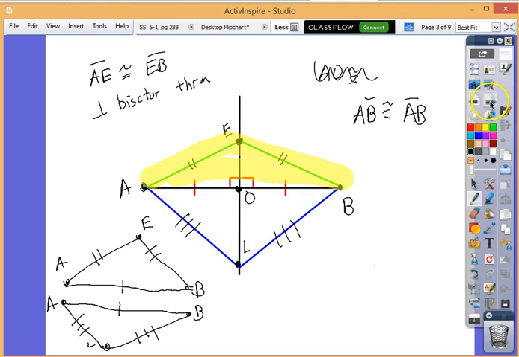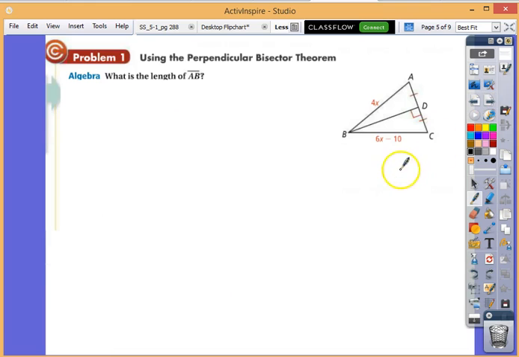All right, so here's what I want you to do. I want you to use the perpendicular bisector theorem, and I want you to find me the value of AB. So go ahead and work on that, and I'm going to pause the video. You can pause it at home.